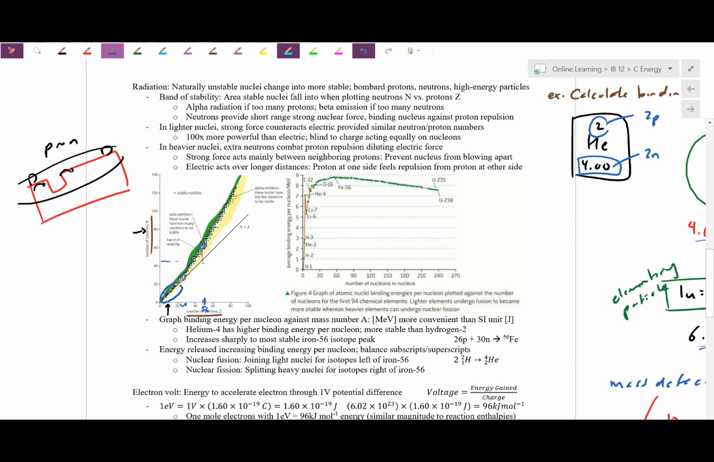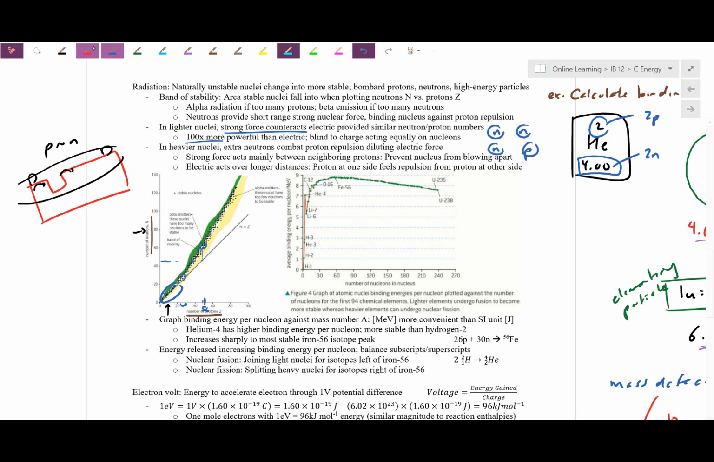Part of the feature of the neutrons is to make sure that there's enough strong nuclear force. As I get too many protons in the core, as I get way too many positives repelling each other, I need neutrons that are those spacing molecules that can hold my element together. So if I have a light nuclei, when they follow this proton, neutron, very similar number, the strong force is already enough to counteract the electric repulsion. The strong force is roughly 100 times more powerful than electric. It's blind to charge, so it's going to attract neutron to neutron, neutron to proton.